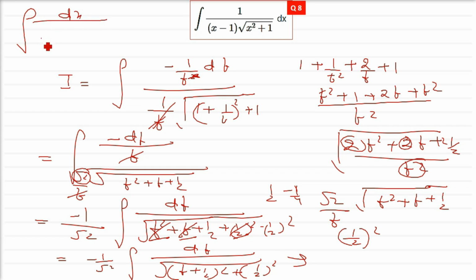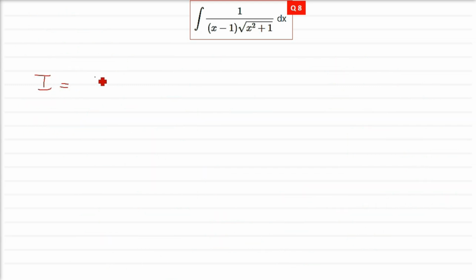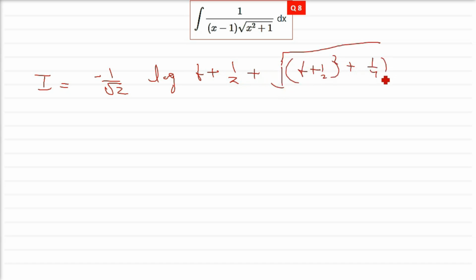Integration of dx divided by under root x square plus a square has a direct result, which is log modulus of x plus under root x square plus a square. We have already proven this in the earlier discussions. In this case, we will take x as t plus half and a as half, 1 by 2. So what we have got, I'm now writing it: negative half log of t plus half plus under root (t plus half) whole square plus (1 by 4) whole square.